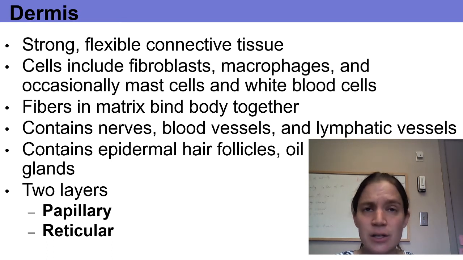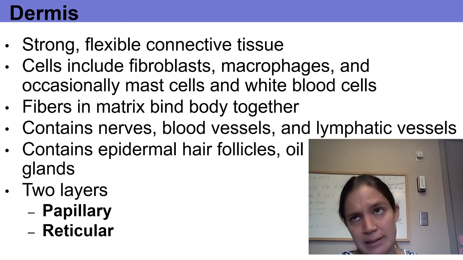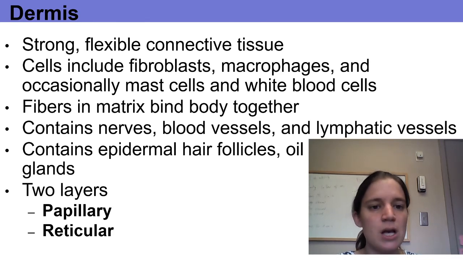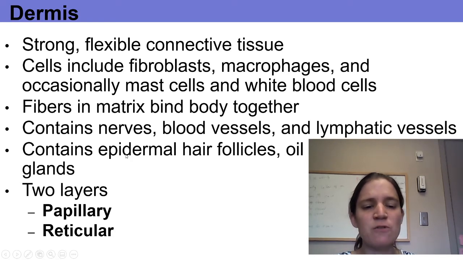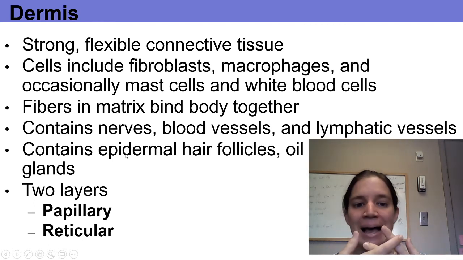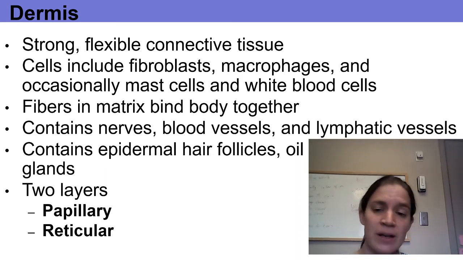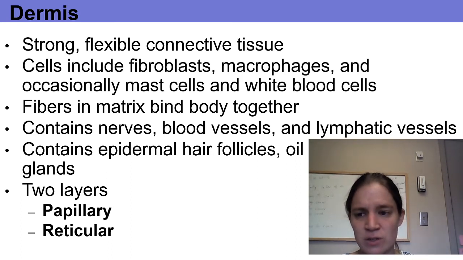It'll have mast cells, which are important for the immune system as well, and white blood cells, again, an immune system component. These fibers, and again, fibroblasts are here helpfully making fibers. There's a bunch of fibers in the matrix that help bind stuff together. There's also a bunch of other things going on here. There's going to be nerves, there are blood vessels, there are lymphatic vessels. Everybody always forgets the lymphatic vessels, but they're there.